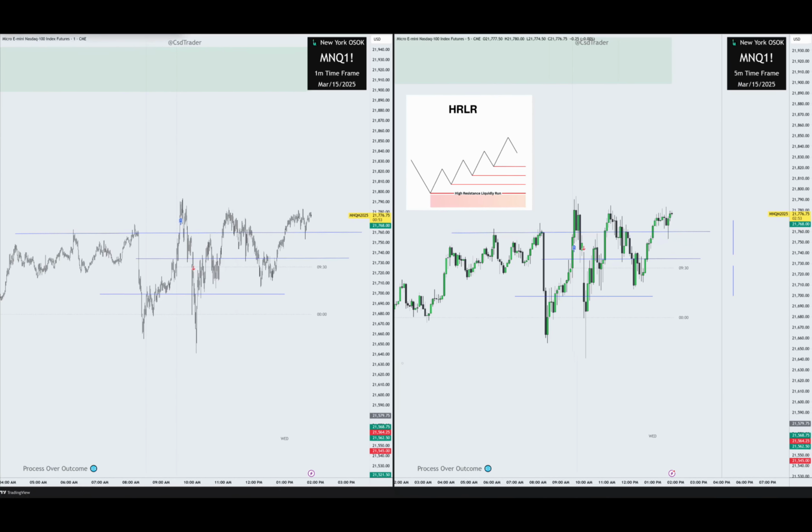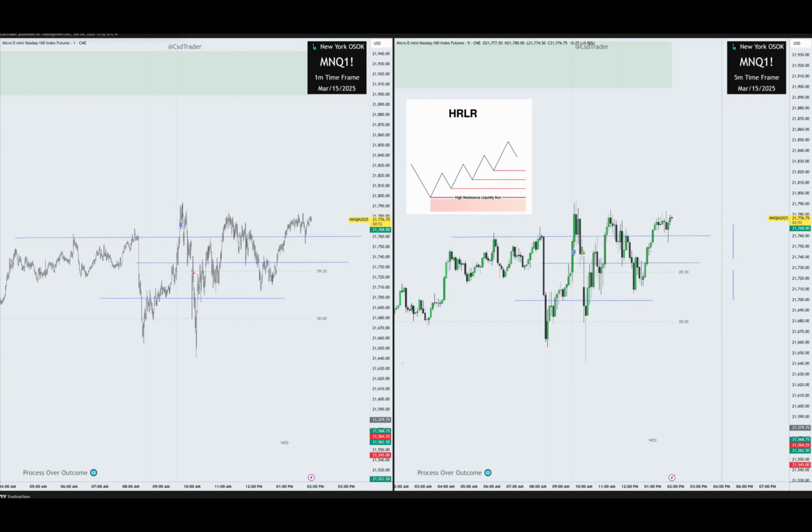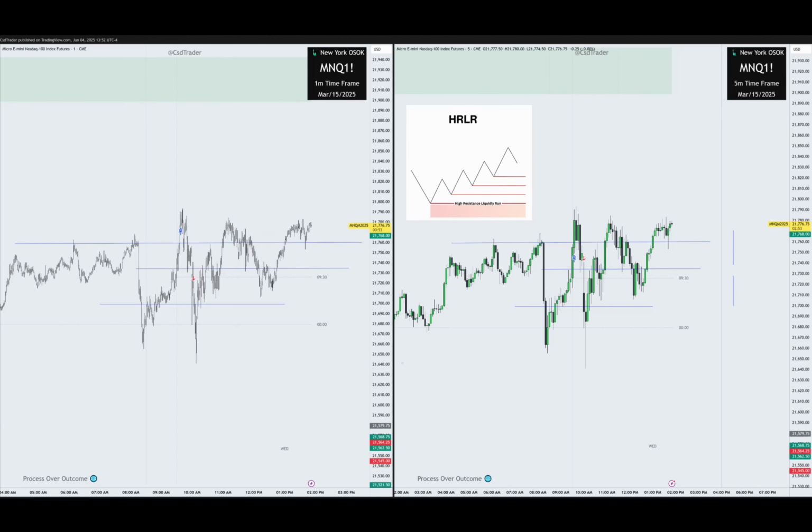Here's a live trade setup that me and the community took. I forgot what day this was. It was like a couple weeks ago. And one thing that we realized, as you can see, here's an illustration of the high resistance liquidity run, and here's the actual live entry. You can see that we entered here, and then we realized that the market came back, took us out at the very bottom. We ended up closing out the trade setup.